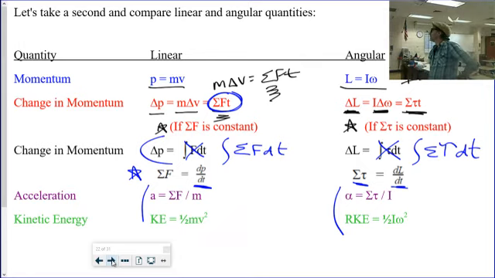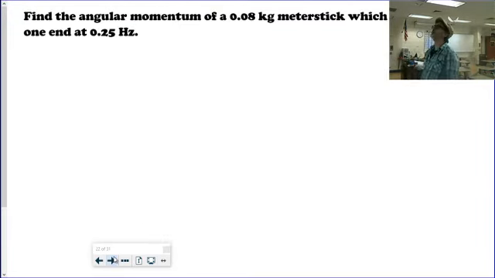So let's do a couple examples here. I think we're largely going to focus on this, and in the next video we're going to learn about conservation of angular momentum, and we'll dig in a little bit more. This first one says find the angular momentum of a 0.08 kilogram meter stick which pivots about one end at 0.25 hertz. So we've got this meter stick, and it's going to pivot about one end, with a frequency of 0.25 hertz.